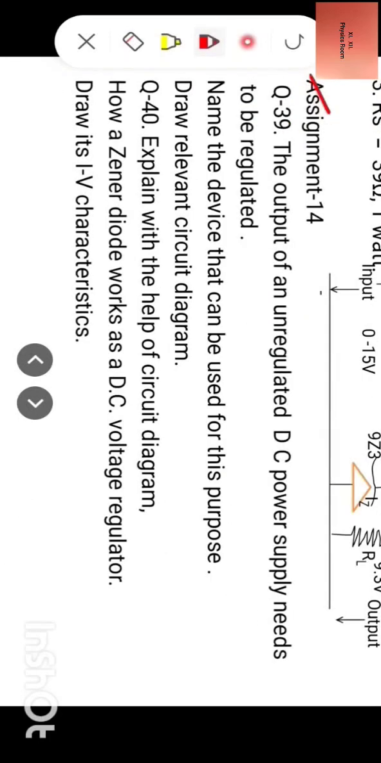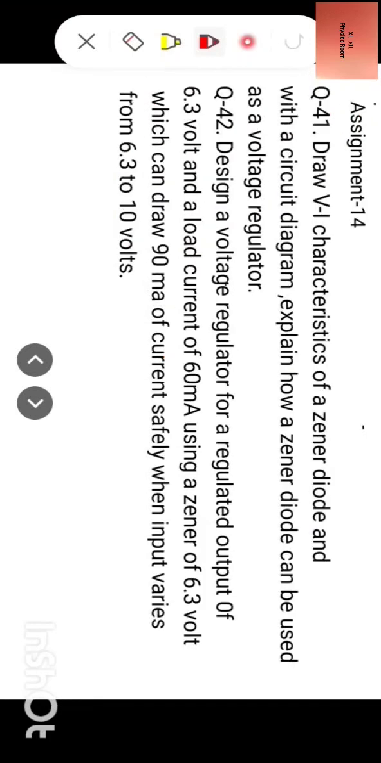Now assignment 14 continued. Question number 39. The output of an unregulated DC power supply needs to be regulated. Name the device that can be used for this purpose. Draw relevant circuit diagram. Question number 40. Explain with the help of circuit diagram how a Zener diode works as a DC voltage regulator. Draw its IV characteristics. Now, question number 41. Draw VI characteristics of a Zener diode and with a circuit diagram explain how a Zener diode can be used as voltage regulator.